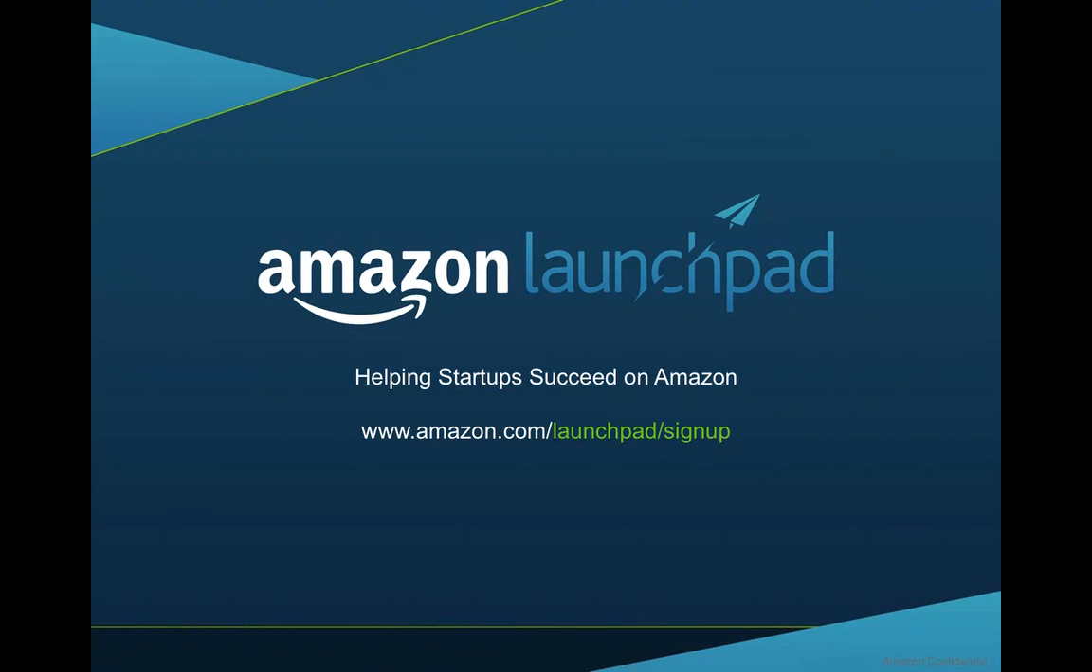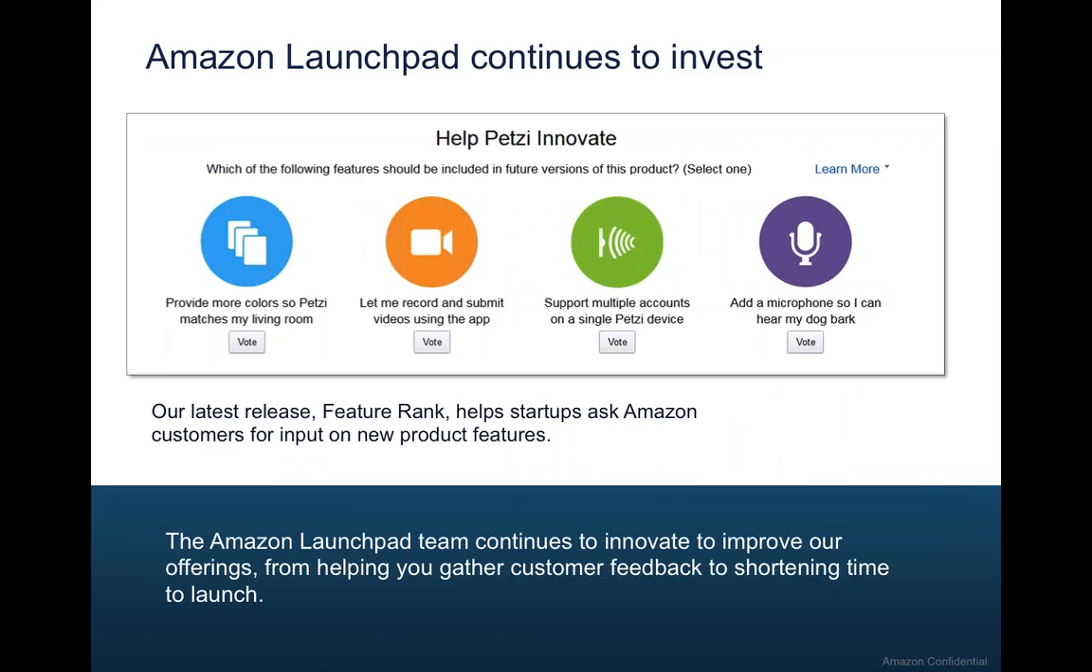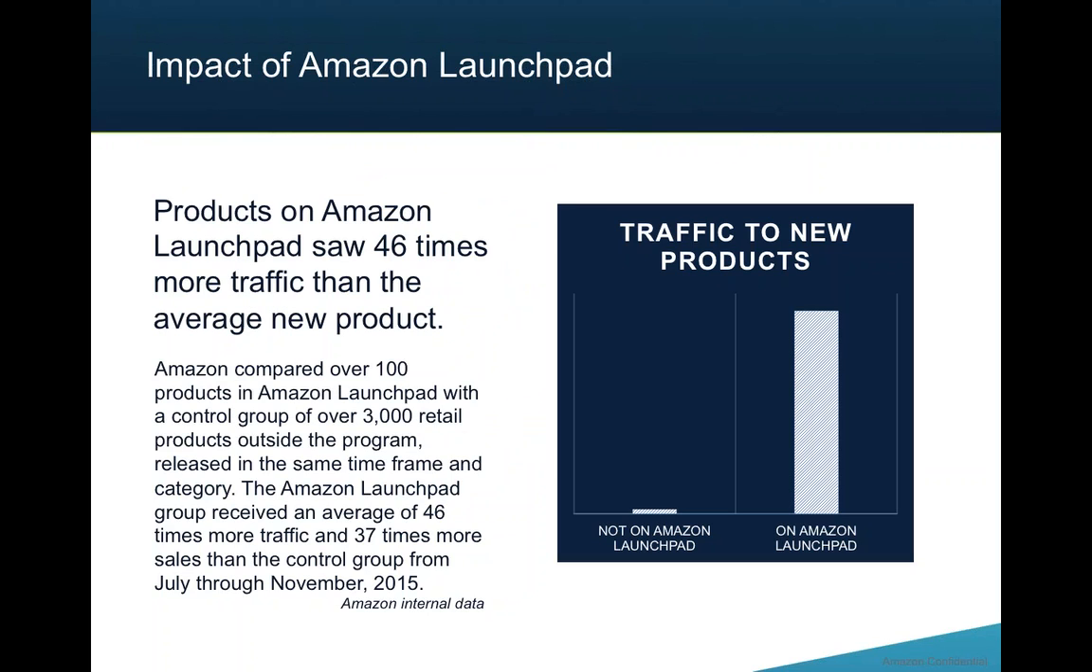What success have startups seen to date is the next question that I've got. I'm going to go back to a couple different things, and let me slide back through these slides really quick. Products in the Amazon Launchpad storefront saw 46 times the traffic and 37 times the sales compared to a control group. And that control group is a set of 3,000 products that are like or comparable to the 100 that we brought in that we did this analysis on with Launchpad products last year. So 46 times the traffic, 37 times the sales if you come on through Launchpad.